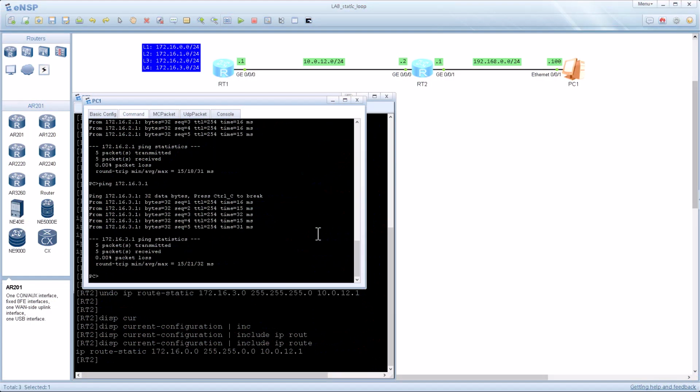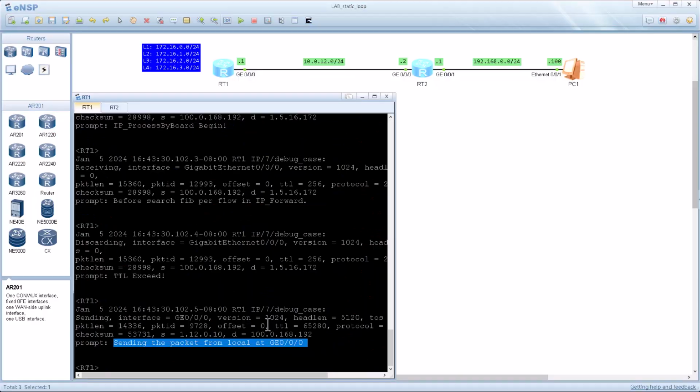What will happen if we wanna ping an IP address which is included in our summarized route, but it's not configured on the RT1 router? Therefore, RT2 forwards the traffic back to RT1 according to the summary route to 172.16.0.0 with mask /16. And then we have a loop on our network.